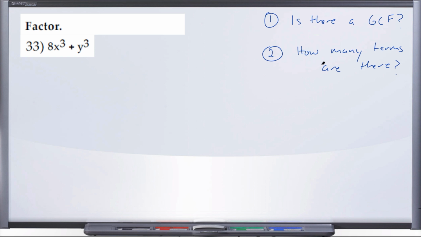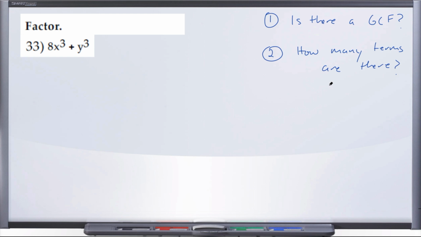And we know that when there are 2 terms, we're either looking for the difference of perfect squares. Well, this certainly can't be the difference of perfect squares. Not only do we not see any squares here, but this is also a plus, right? And the difference of perfect squares means that the operation you're performing has to be subtraction. So we're not dealing with that.